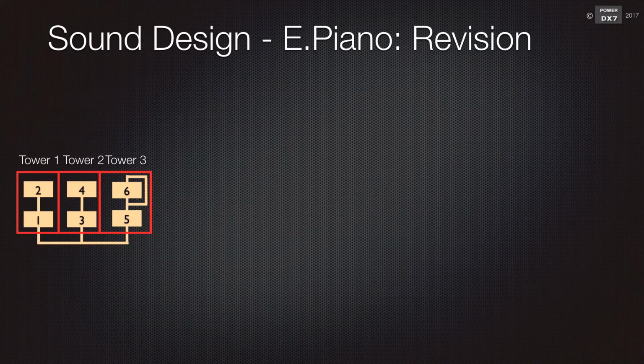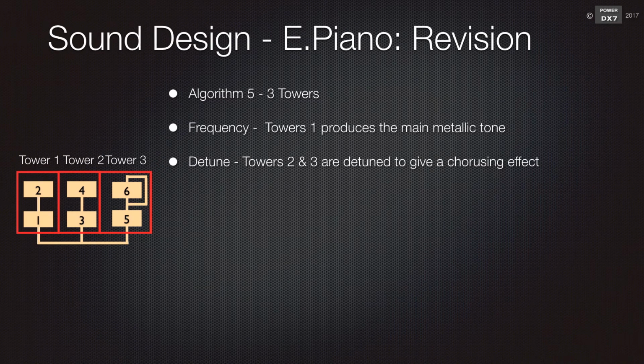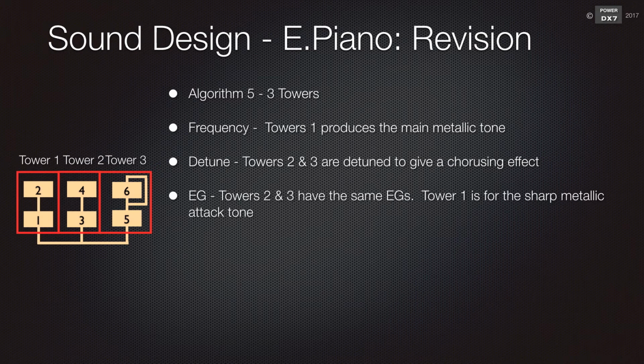Let's revise what we've learned so far. The famous DX7 electric piano uses algorithm 5, which has 3 independent towers. Tower 1 is used for producing the main metallic tone. Towers 2 and 3 are detuned to give a chorusing effect. Towers 2 and 3 have the same envelopes. Tower 1 is for the sharp metallic attack tone.